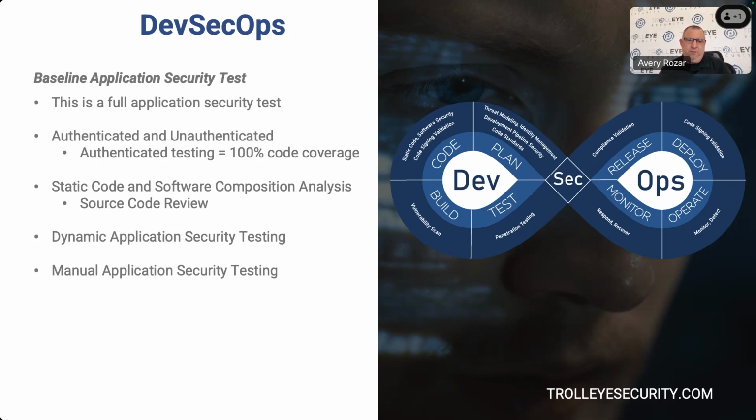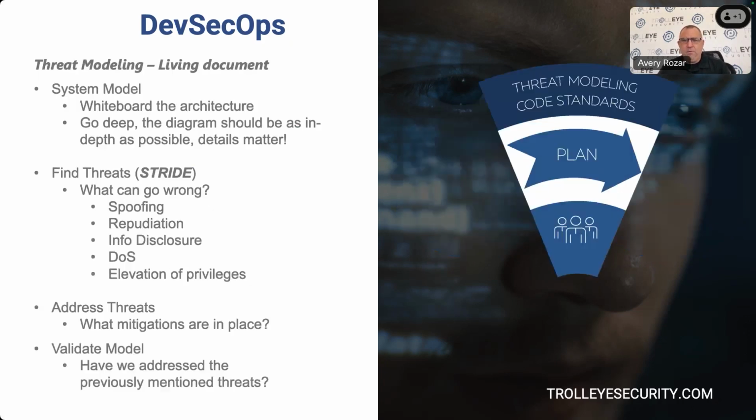Dynamic application security testing is typically involved along with manual application security testing when it comes to baseline testing, basically doing pen testing. So after you've got your baseline, you have an idea of what you're working with. You can start from there.